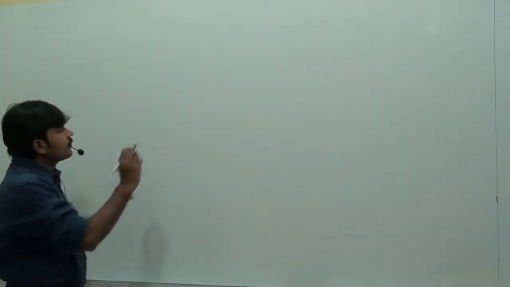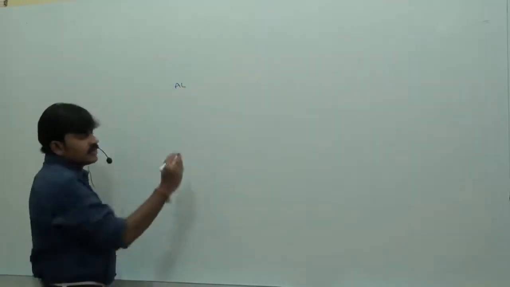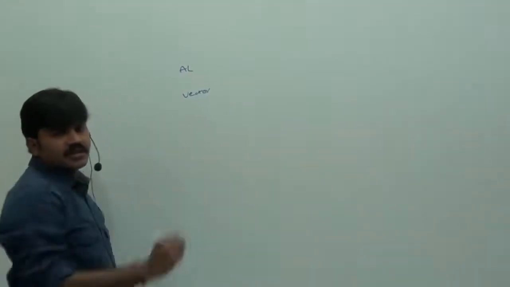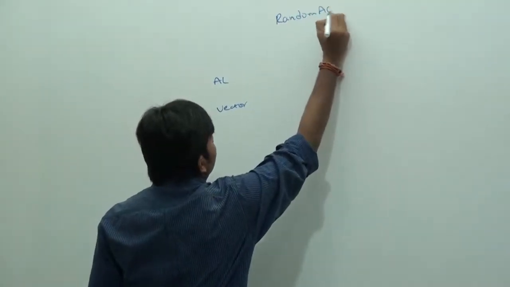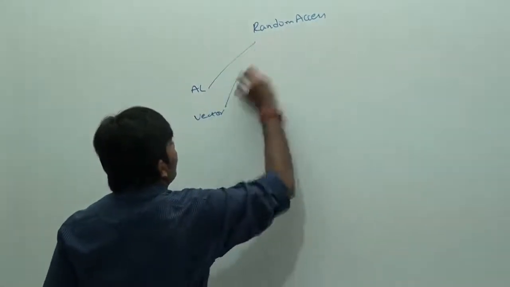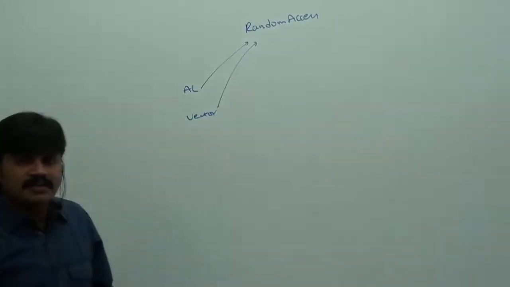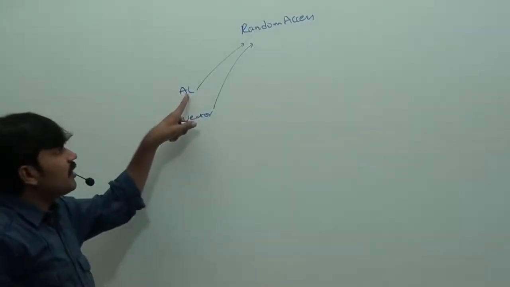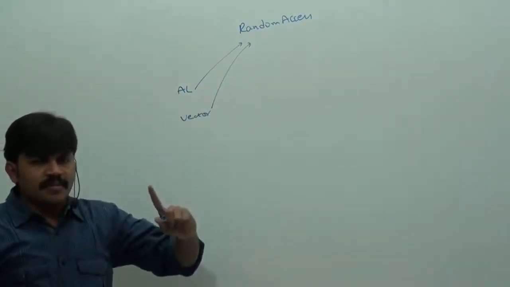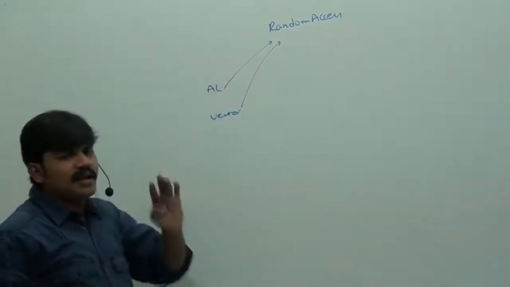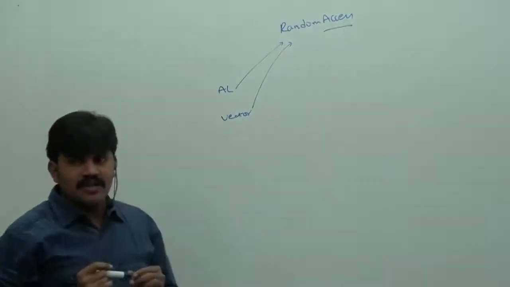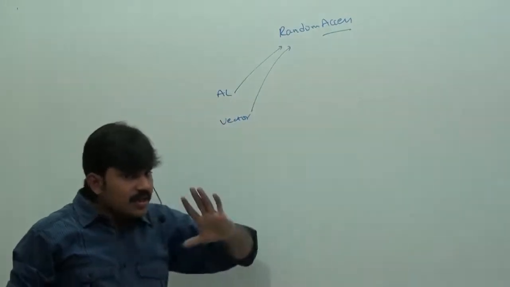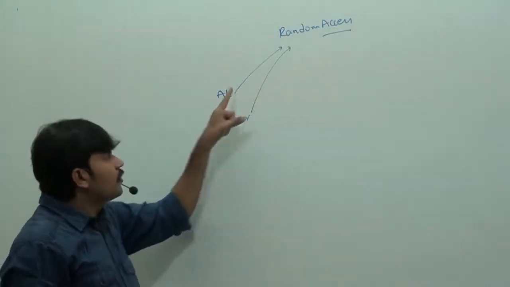Now listen. The ArrayList and Vector classes implement the RandomAccess interface. ArrayList and Vector implement what? The RandomAccess interface. So what is the advantage of implementing RandomAccess? Any random element we can access with the same speed. Are you getting it? Any random element we can access with the same speed.